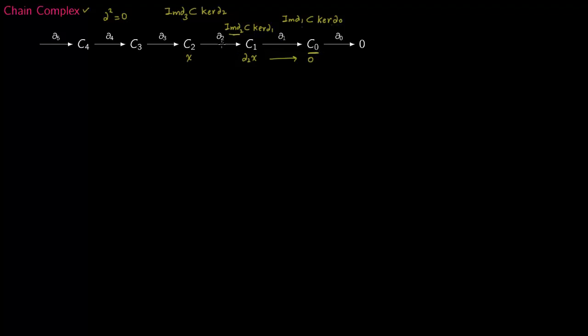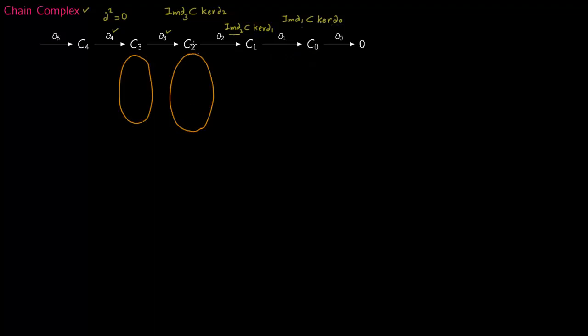So generally you do not write indices under these maps, delta 1, delta 2, delta 3, because you already have indices under the modules. Once you mention this complex as C3, then you automatically know the map going out of it is delta 3 and the map coming into it is delta 4. So let us see this more pictorially.